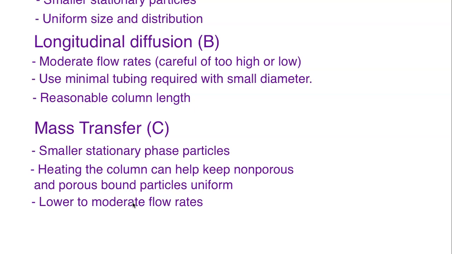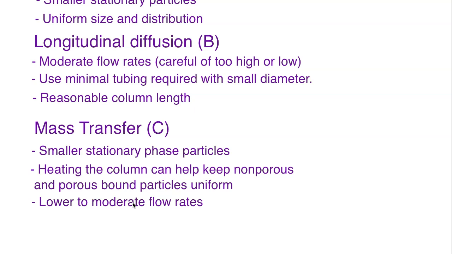That can generally help keep the non-porous and the porous particles a little more uniform in nature as we're moving them along, okay? And then, again, I put lower to moderate flow rates here instead of just moderate. If you can stay on the lower end of moderate and still not promote too much longitudinal diffusion, that's a good idea, because the higher these rates go, the more the mass transfer effect is going to play into this, all right?